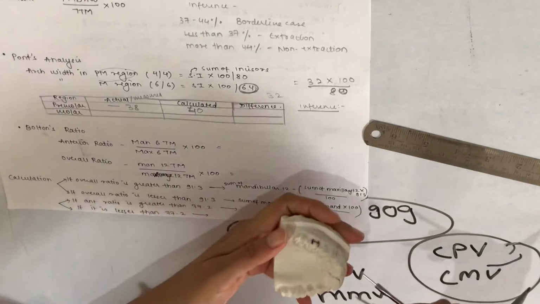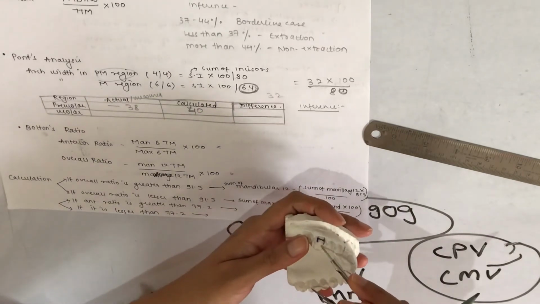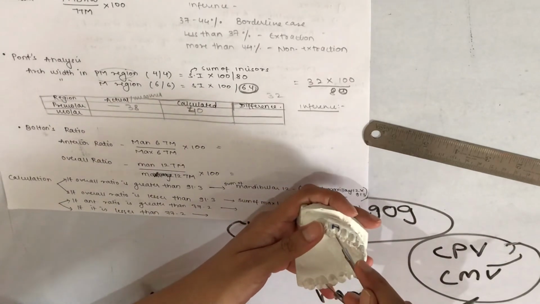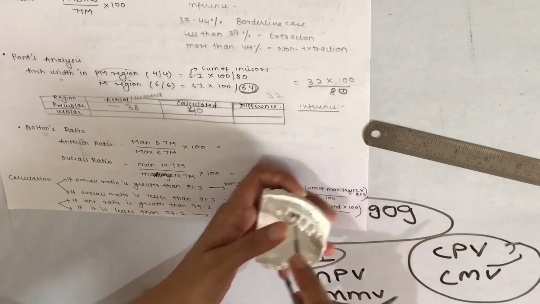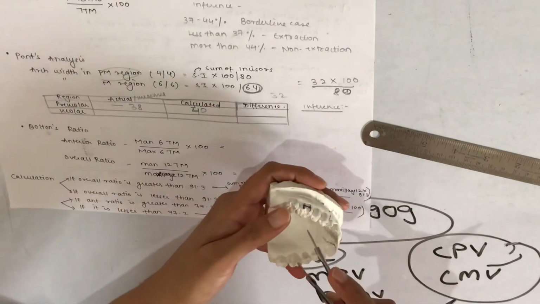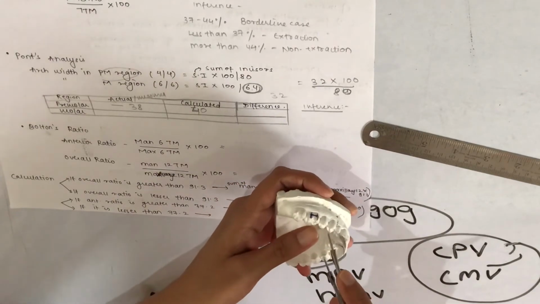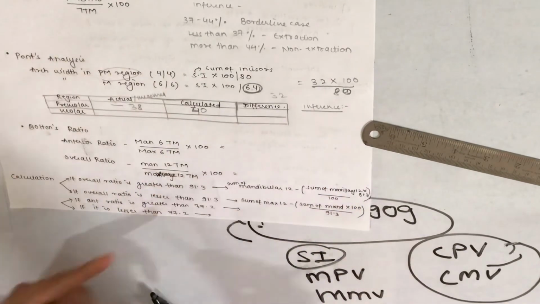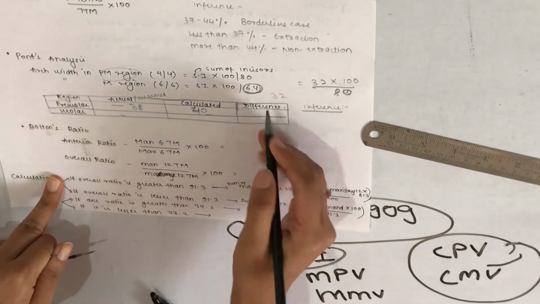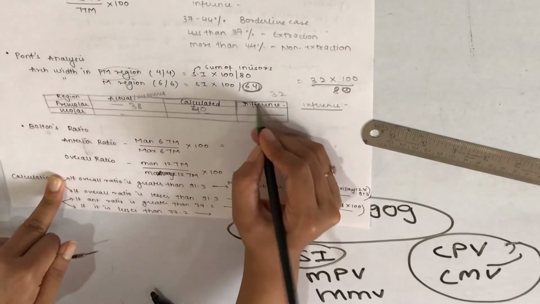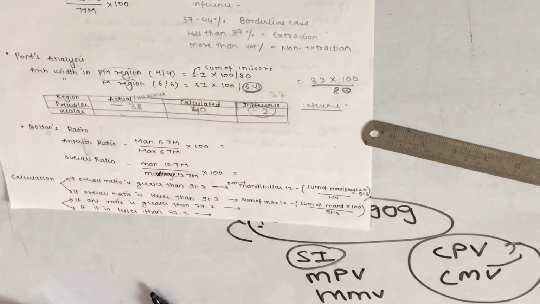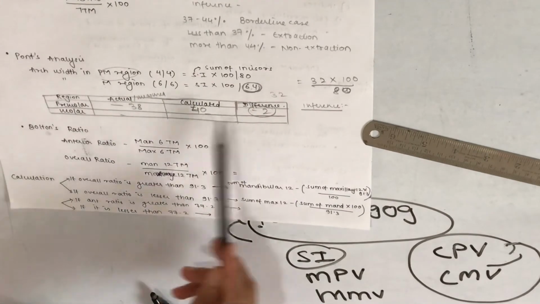And in molar, you keep your divider on the mesial pit of the first molar. In the molar region, you keep it on the mesial pit, and in the premolar, you keep it on the distal pit. So this is how it works. Then you write it down and see the difference between them. So over here, as you have seen, the difference is in minus.